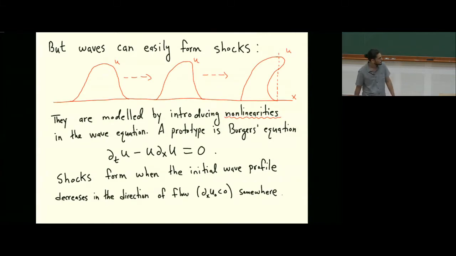So if you want to understand stochastic analogs of wave motion and shock formation, you would like to start with this Burgers equation and find some stochastic way of modeling this equation. Okay? So that's going to be the first part of this talk. Is that clear? Okay.